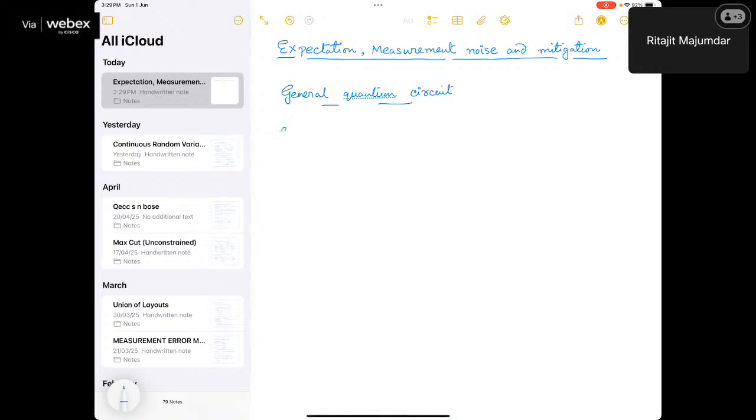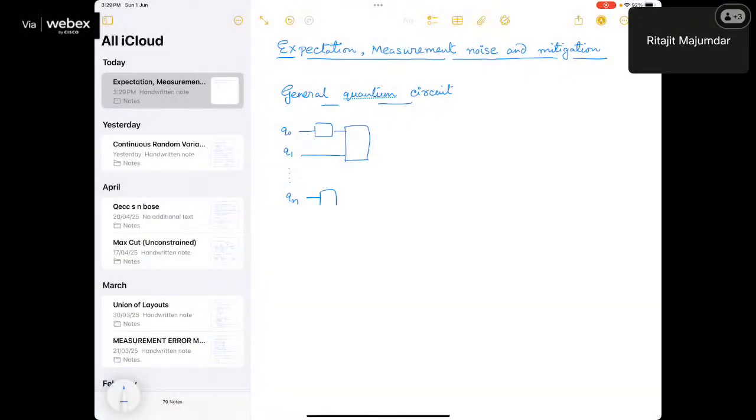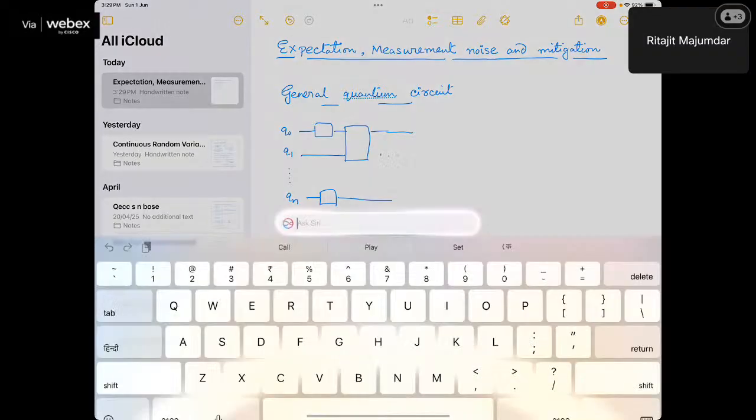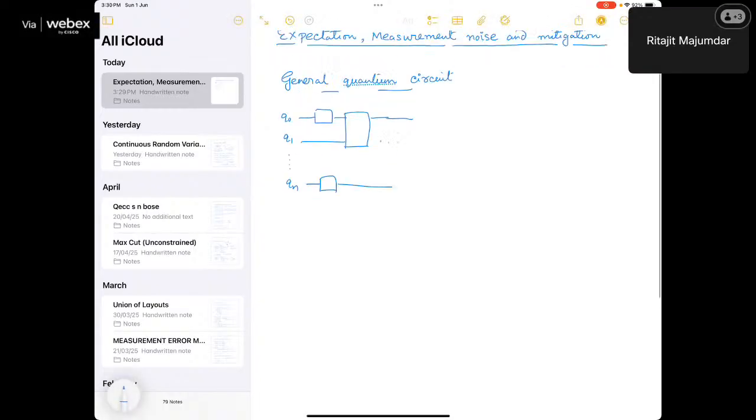It has a set of qubits, q0, q1, up to some qn. It has some gates, some single qubit gates, some 2 qubit gates, and so on. And finally, we measure. The meter is kind of the universal sign of measurement in quantum.